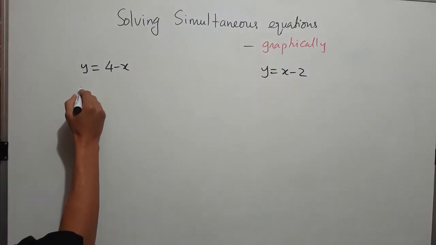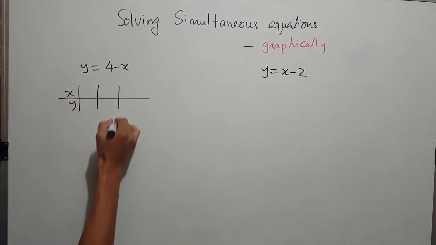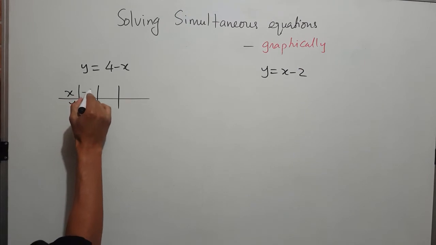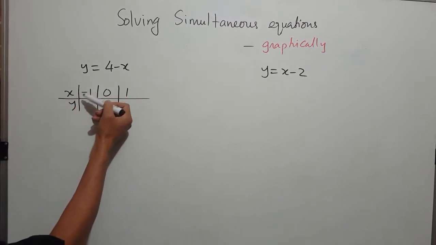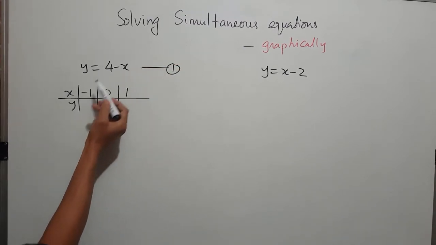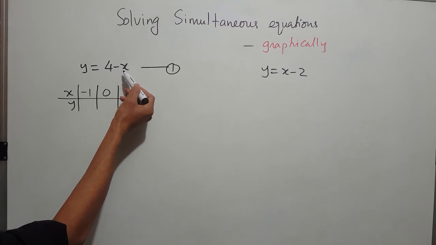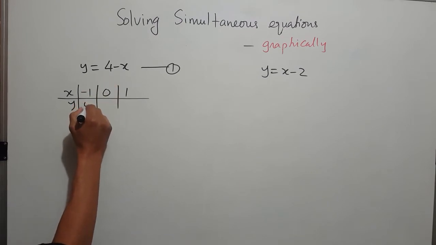Now, if I do the same, again we are trying to plot it, so we need to get some points. Let's say we are again doing the same, minus 1, 0 and 1 for x, and we substitute those values into equation 1 to get the corresponding y values. So x equal to minus 1, when you substitute here, minus of minus 1, which is 6, oh sorry, it's a 5.